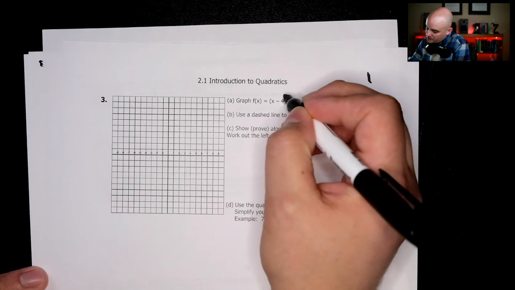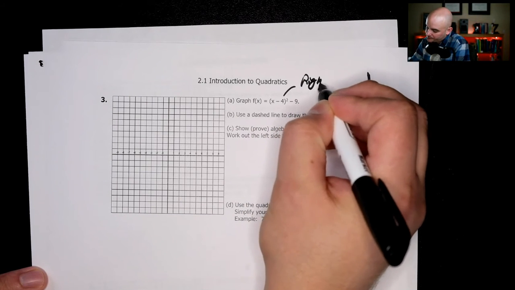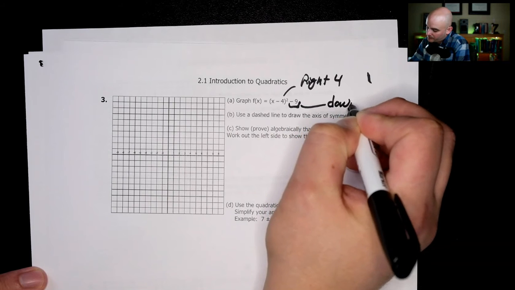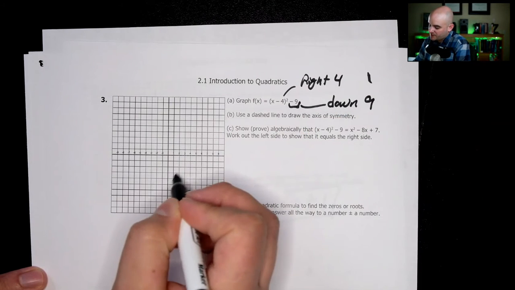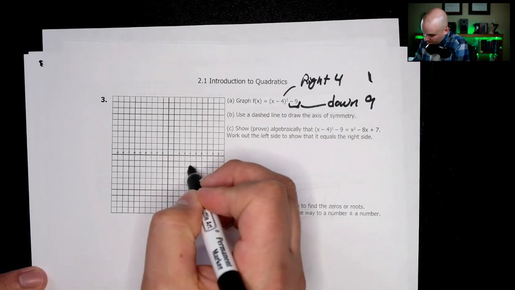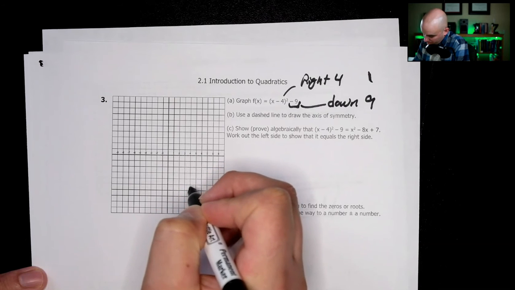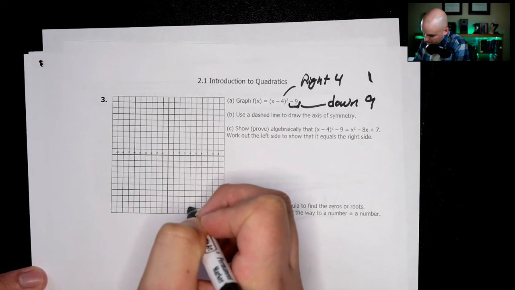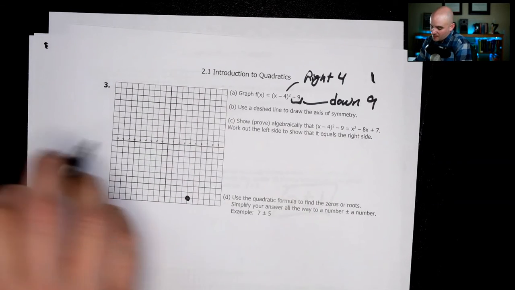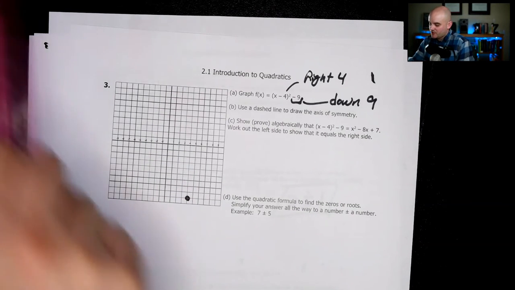But this tells me to go right 4, and this part says go down 9. And that's why I got to use this one with smaller blocks on it. So right 4, there I am, down 9. So there we are. And I'm going to go ahead and draw our axis of symmetry.